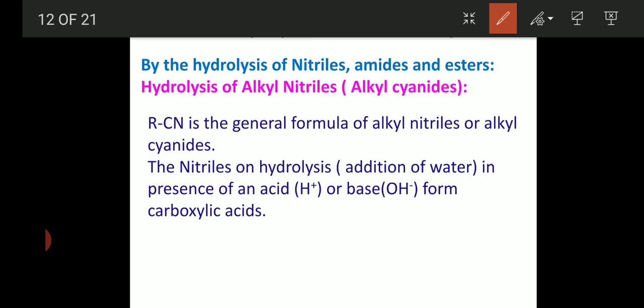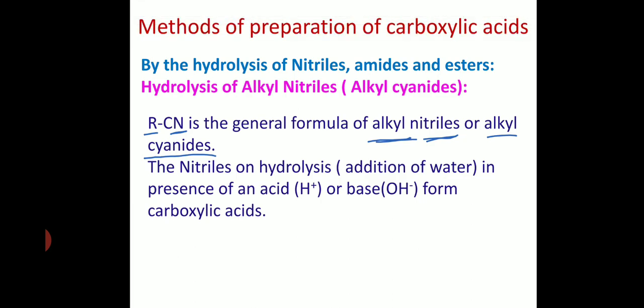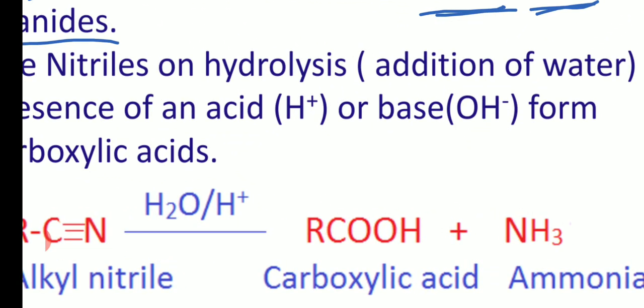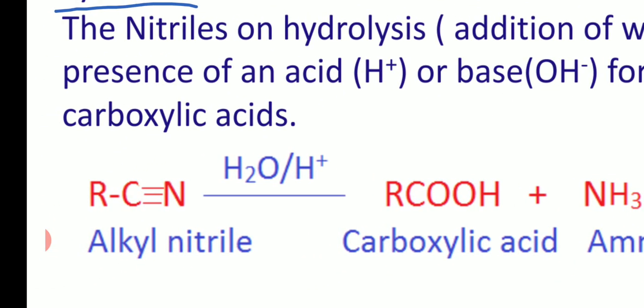So here R is alkyl group, CN is nitrile. The IUPAC nomenclature for CN is nitrile, and cyanide is a common name. Alkyl cyanide is a common name, whereas nitrile is the IUPAC nomenclature based term. Now, how is alkyl nitrile written? Alkyl cyanide, how is it written? R, C triple bond N. In CN, there is a triple bond between carbon and nitrogen. That is alkyl nitrile undergoing hydrolysis.